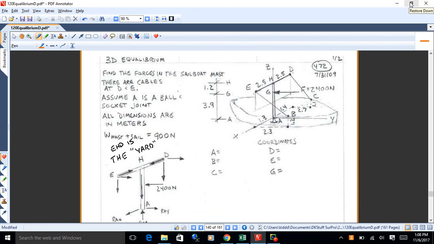And let's figure out what the forces would be in those and the ropes that are holding up the sail and the yard there. Okay, so we're going to look for the forces in EB and CD, and then the forces down at the reaction for the mast is what we're going to do. All right.